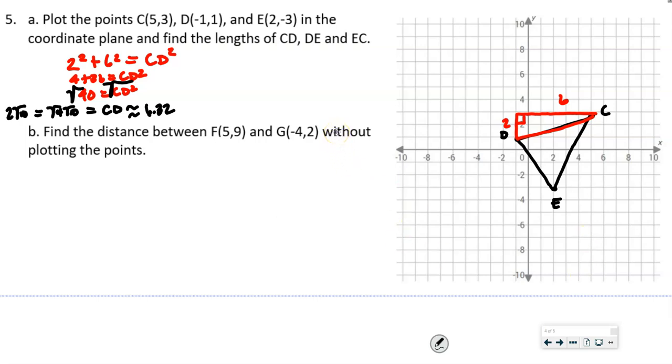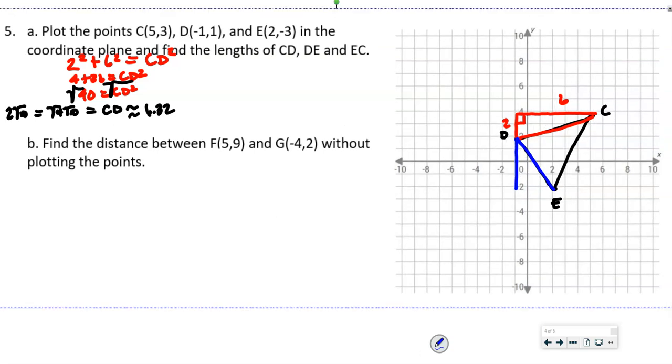All right, the next one is DE, right? DE. So we've got DE over here. DE is right there. So we're going to count 1, 2, 3, 4.